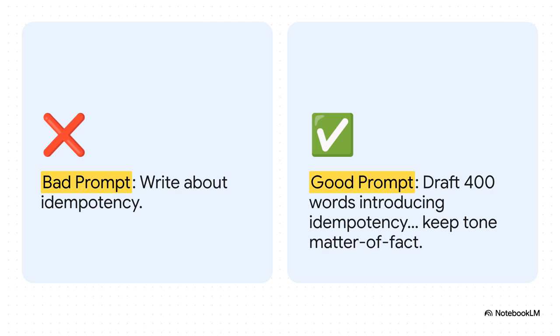But on the right, a good prompt: "Draft 400 words introducing the concept of idempotency to an engineer who knows HTTP. Use one concrete HTTP example, keep the tone matter of fact." See the difference there? By explicitly specifying length, audience, examples, and tone, you transform what would be a generic block of text into a highly usable draft.